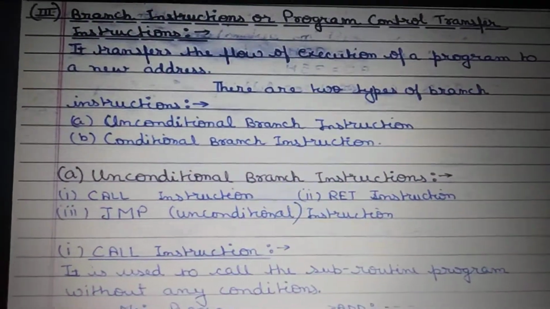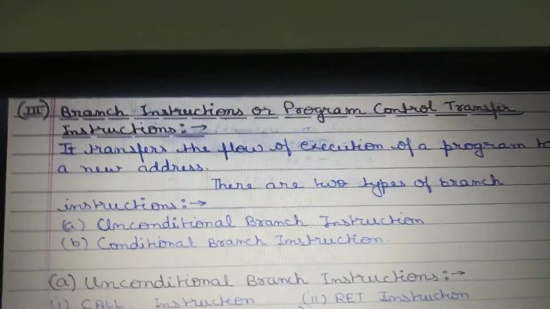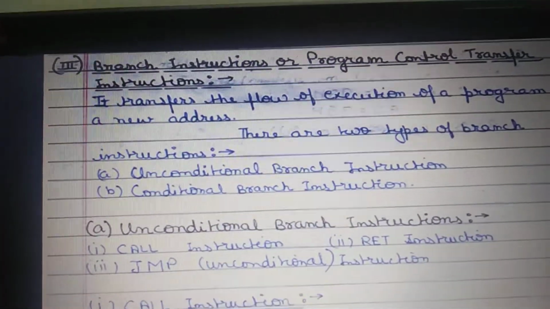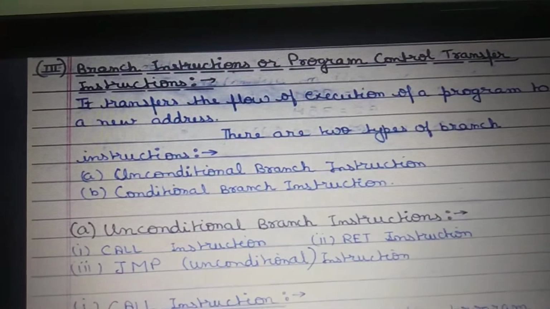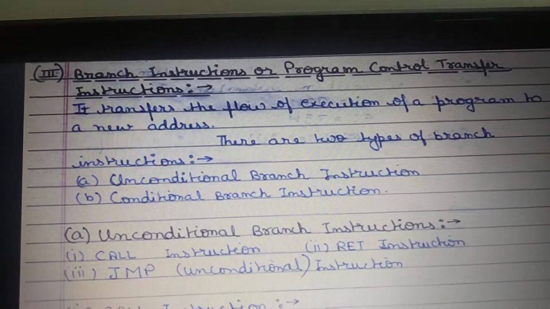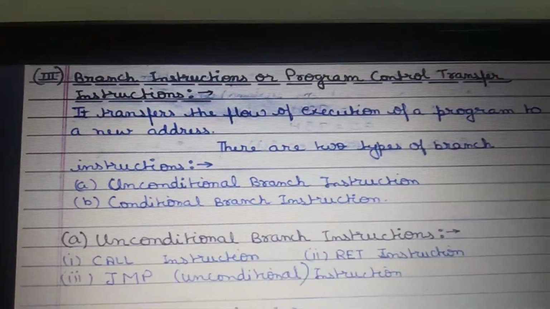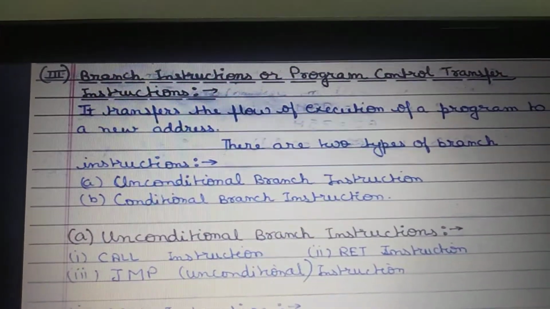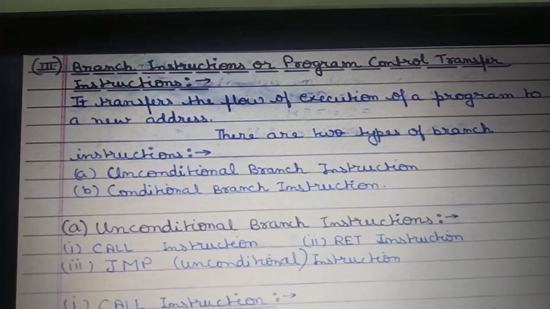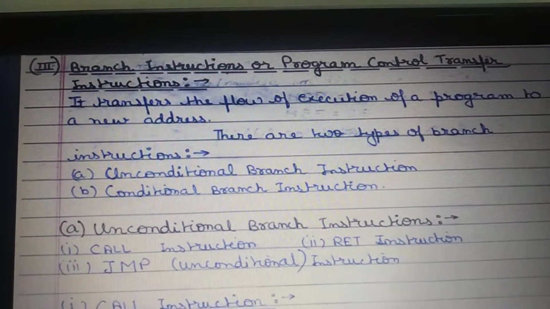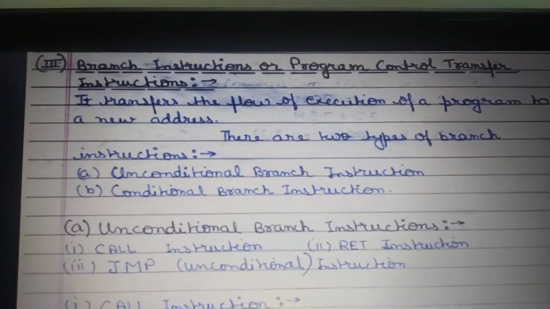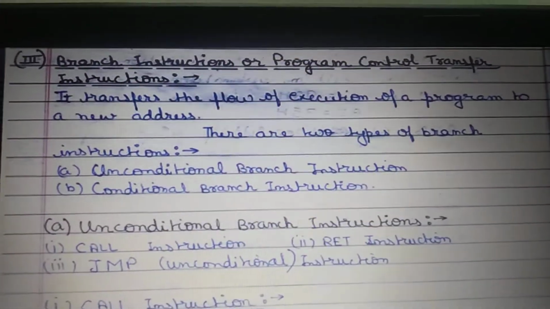Now we will move on to the different categories of instruction, that is, branching or program control or transfer instructions. There are two categories of branching instruction: conditional branching instructions and unconditional branching instructions. In unconditional branching instruction, we will discuss the call instruction, return instruction, and unconditional jump instructions.